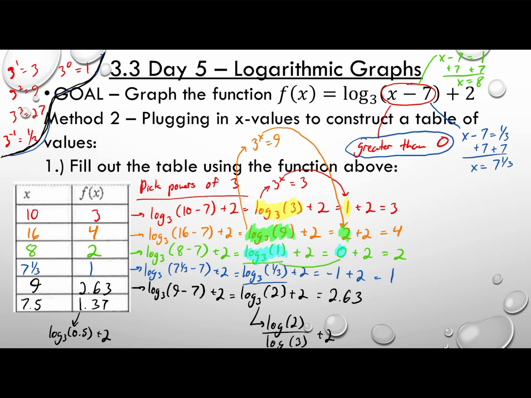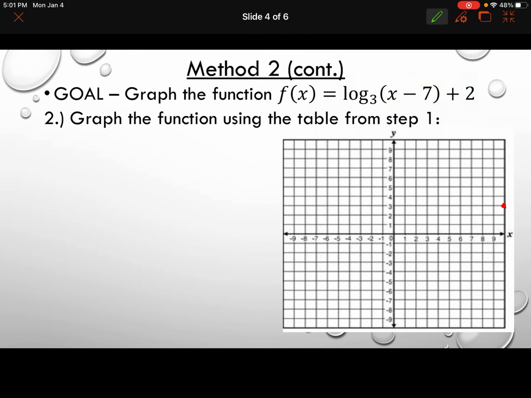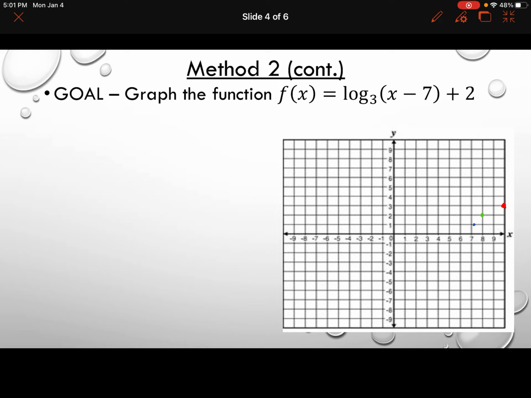16, 4 was too big. We had 8, 2 in green. And then we had 7 1/3, 1. So 7 1/3, 1, right there. Okay, what else did we have?